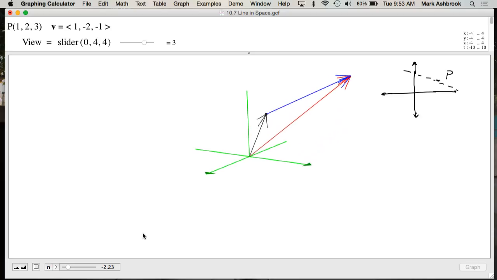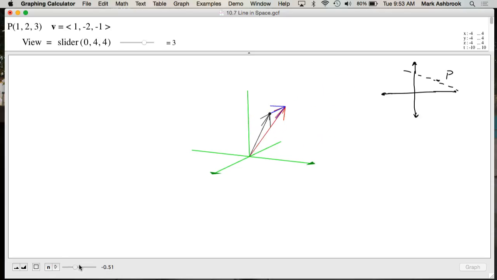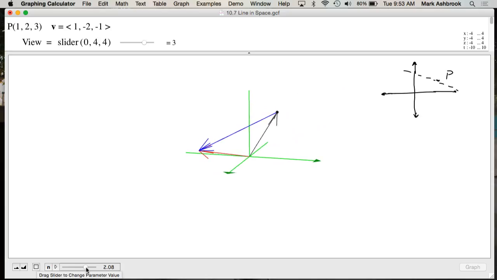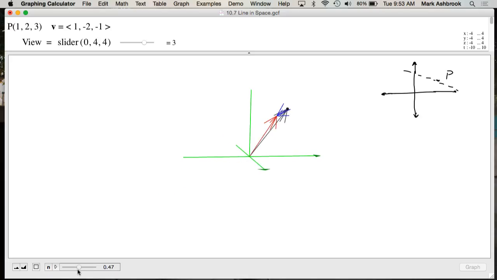There we go. All right, so how do we form a line? Position vector of a point plus all scaled versions of the direction vector added together make that red vector, and that red vector then is giving me the coordinates of every point on the line.